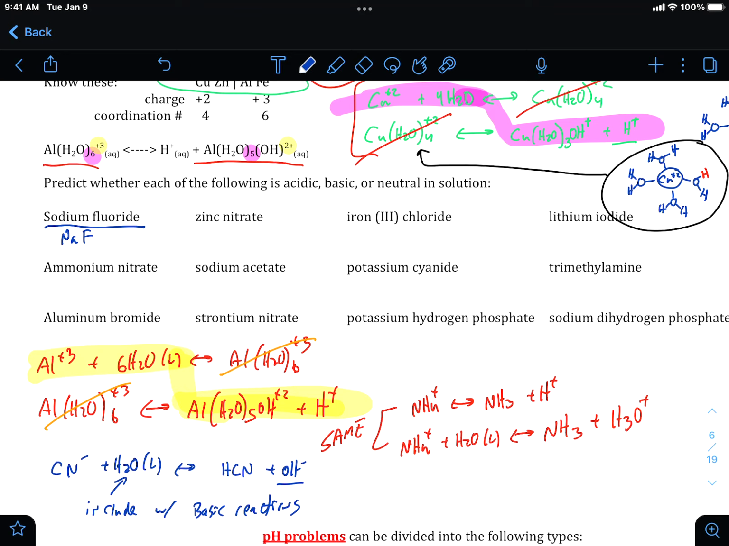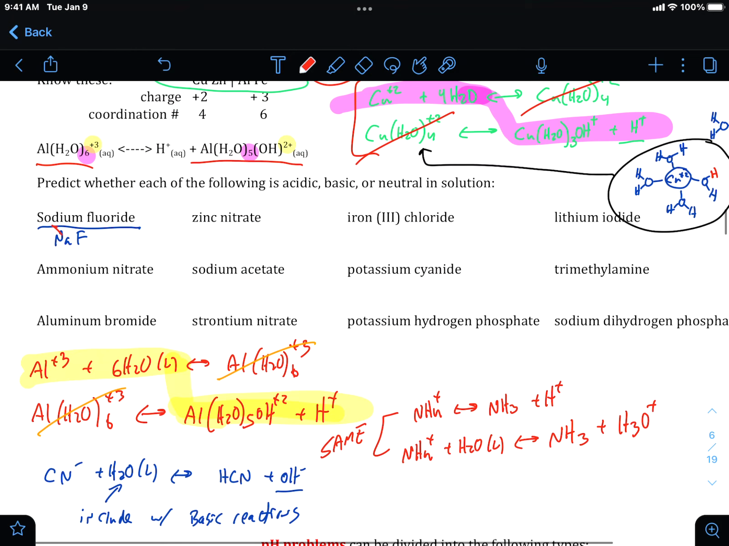Which ones? Na. Na is from sodium hydroxide, right? So that means Na is removed from consideration. So really what we have then is F minus. Is F minus from one of those strong acids or strong bases? It is not. It is negatively charged, therefore how's it going to behave? Yes. This is a basic salt. Okay.